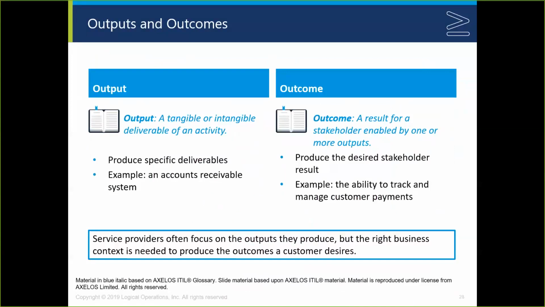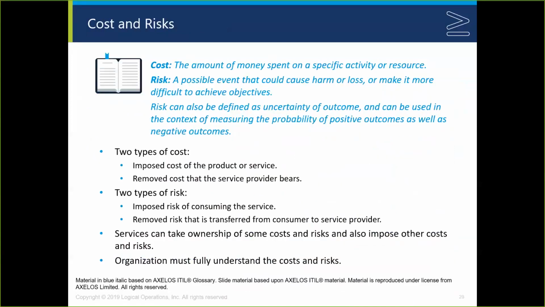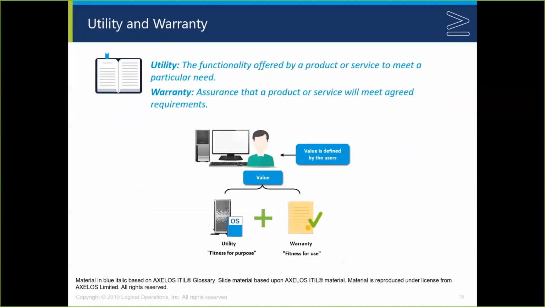Then go through the definitions of things like outputs and outcomes. What was the difference there? Talk about costs and risks. What would it mean to impose these? What does it mean to remove these? As a matter of service, what costs and risks get removed? What costs and risks get imposed? And how do we ensure that they're getting a more optimal value by working with us as a service provider?